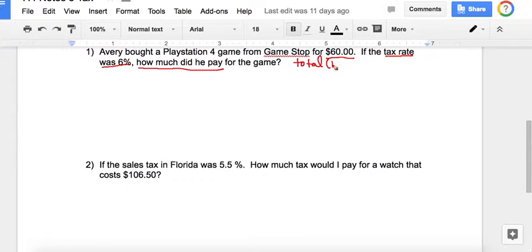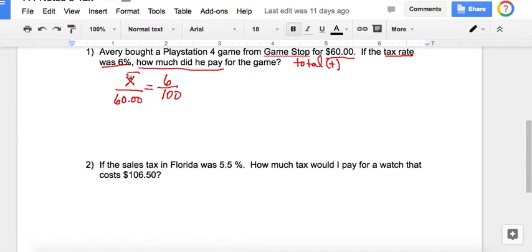And I need to remember to add. So the first thing we're going to do is, if we want to know the total, including the tax, then we need to find the tax. So what is percent always out of? 100. So we're going to put 6 over 100. And we want to find the tax so we can calculate the total. So we're looking for the part, since we're looking for the tax. And the $60 is the whole, because that's how much the game costs.